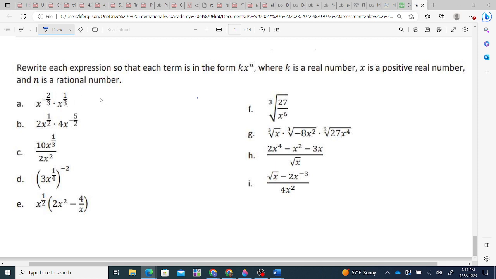So I've got x, that's my base, to the negative 2/3 and x to the 1/3. So what's left? Negative 1/3. Now notice, they didn't say that they wanted the exponents to be positive. So you can stop right there. X to the negative 1/3.